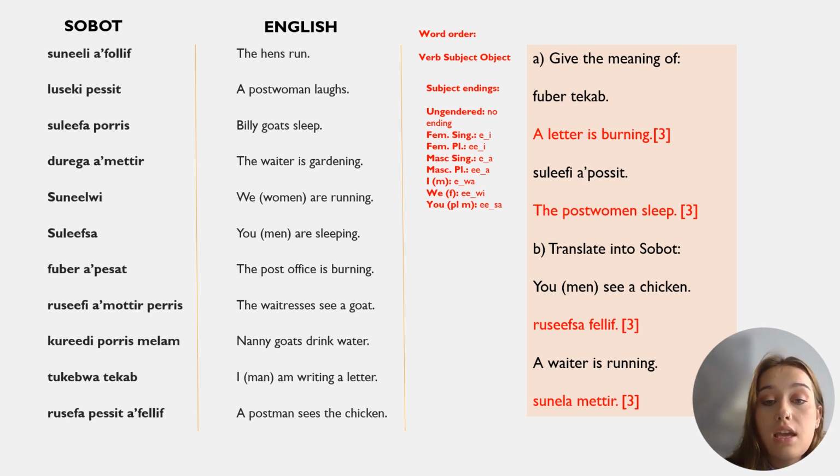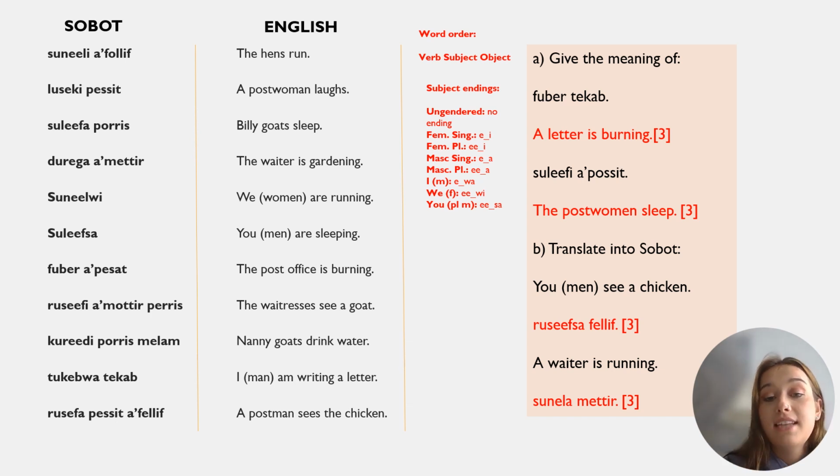The next thing is the difference between feminine subject endings and masculine subject endings. We touched on it before. An a ending indicates that it's masculine. You can see that in tu kebwa, "I, a man," rusefa, "a postman," durega, "the waiter, a man." They all have that a ending. So we can guess if it has an a ending, it's masculine. However, sunil "we women," luseki, "a postwoman," sunili, "the hens," they're all feminine subjects and they all have that e ending.